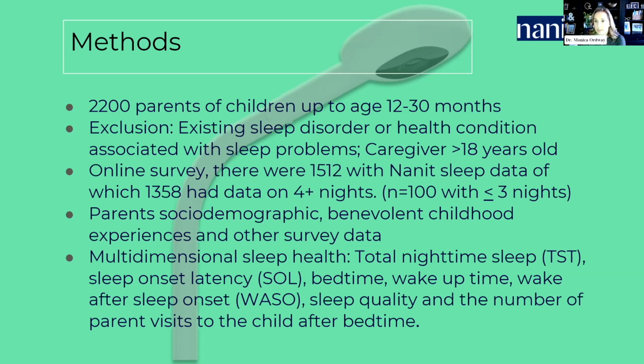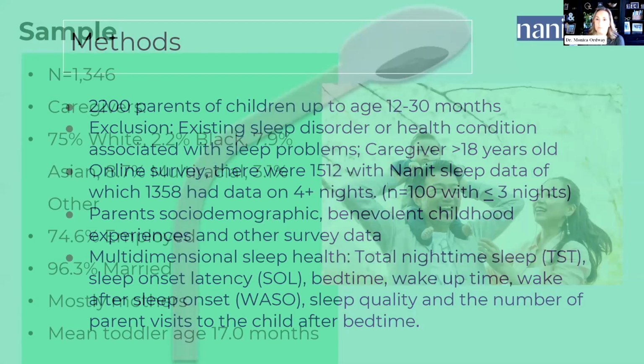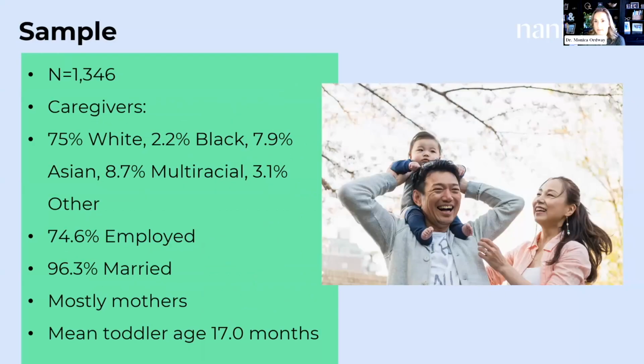We looked at multidimensional sleep health: the total sleep time, latency, wake up time, wake after sleep onset, and sleep quality, as well as the number of parent visits to the child after bedtime. The distribution was 75% white families, 2.2% Black, 7.9% Asian, 8.7% multiracial, and 3% identified as other. The majority of the families were employed and married, and it was mostly mothers, and the mean age in the study was 17 months.